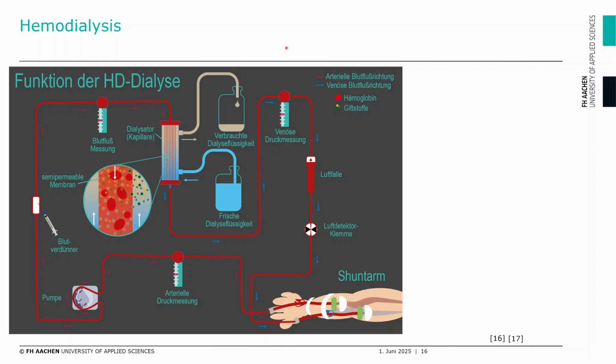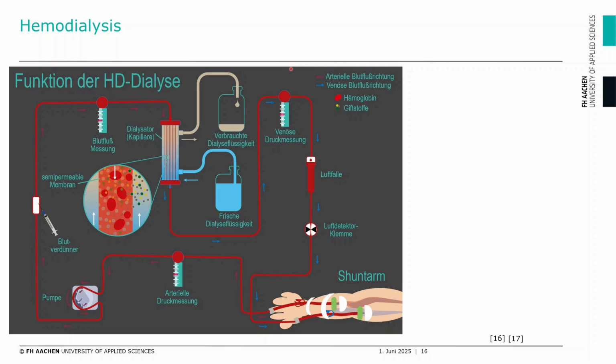After the dialysis, the purified blood is returned to the patient's veins via the dialysis machine tubes, which are usually made of silicone, via a venous pressure measurement system and air trap that can detect air bubbles and switch off the machine in an emergency, and fast back into the patient's body.